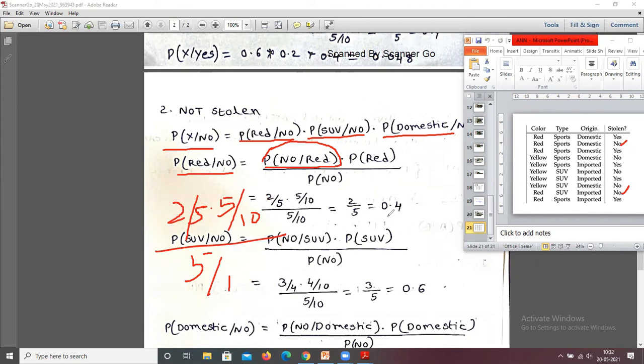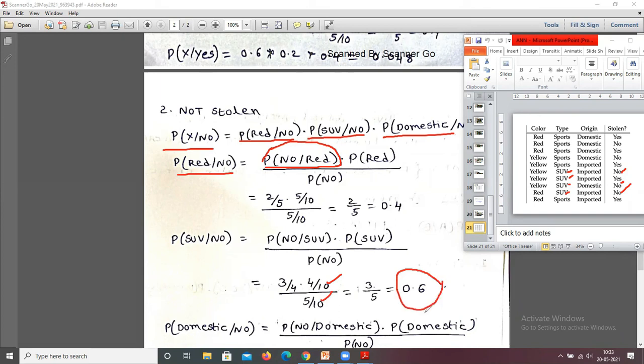Similarly, for probability of SUV given no, that is probability of no given SUV. Here you are taking the SUVs, 1, 2, 3, 4, and in this, no is 3. So 3 by 4 into probability of SUV, 4 by 10, and probability of no is 5 by 10. That equals 3 by 5. We got 0.6 as an answer.